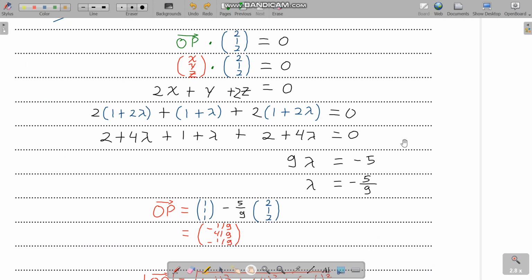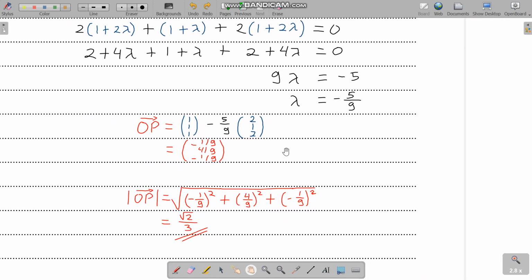Now that we have lambda, we can find the point P. So we replace the parameter lambda with minus 5 over 9, and then use a calculator. 1 minus 5 over 9 times 2, and so on. We get this point P. To find the length or the magnitude, we use the square root of the sum of squares. So you just use a calculator, and we get the length of the perpendicular, which is the final answer. All right, I'll see you again next time.